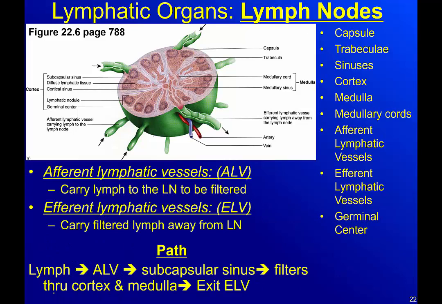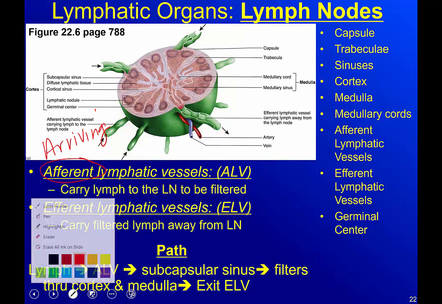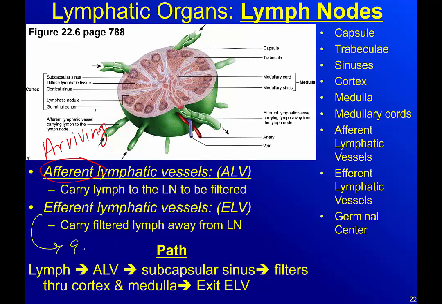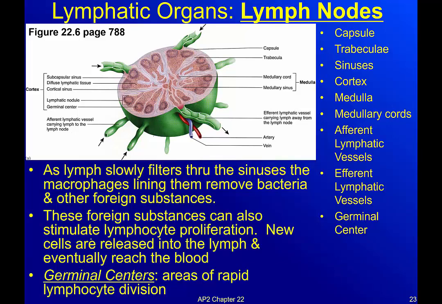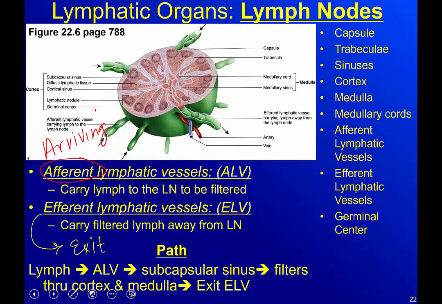Okay, afferent and efferent. Afferent, arriving. Efferent, exit. Afferent vessels are vessels that are bringing fluid from somewhere, and they're arriving with the fluid, and that fluid actually has to percolate its way through this lymph node to get out through that efferent vessel. When it's percolating, it's like putting it through a filtration system.